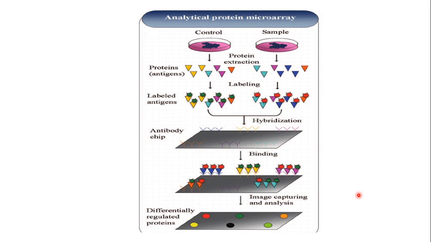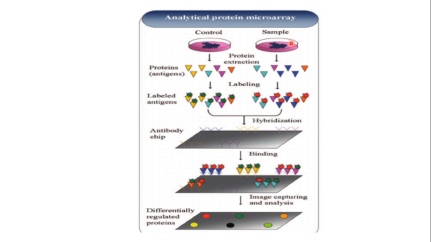Now this particular image shows you how the analytical microarrays get their desired results. So for example, if this is your sample that you have treated with a particular drug, and this is the control sample, that means both of them are the same samples, but one sample has been treated with a particular drug, and the other sample has not been treated with that drug. So this will be your control, and this is your test sample.